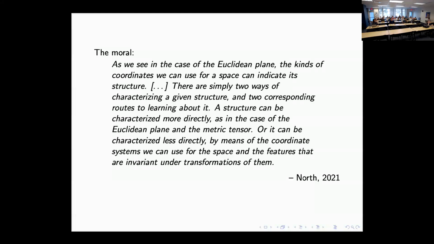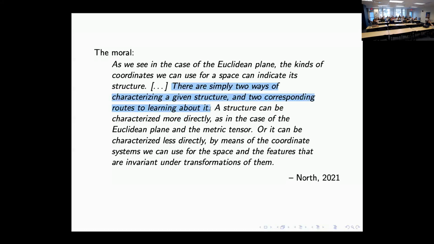So the moral of this parable is sometimes put as follows. This is Jill North in her recent book on this and related stuff. She says the following. As we see in the case of the Euclidean plane, the kinds of coordinates we can use for a space can indicate its structure. There are two ways of characterizing a given structure and two routes to learning about it. A structure can be characterized more directly, as in the case of the Euclidean plane and the metric tensor, or it can be characterized less directly by means of the coordinate systems, the privileged coordinates for the space, and the features that are invariant under transformations of them.